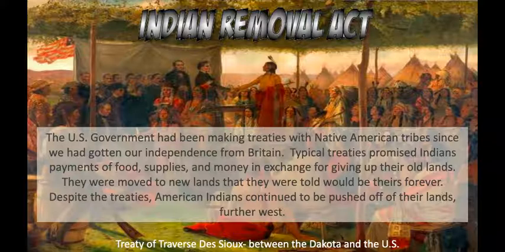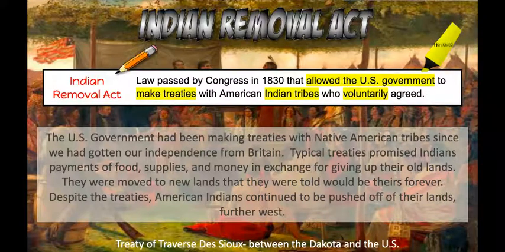We continue to talk about Andrew Jackson's presidency, and one of the things that occurred during this time was the Indian Removal Act. The U.S. government had been making treaties with Native American tribes since we had gotten our independence from Britain. Typical treaties promised Indians payments of food, supplies, and money in exchange for giving up their old lands. They were moved to new lands that they were told would be theirs forever. Despite the treaties, American Indians continued to be pushed off their lands further west.